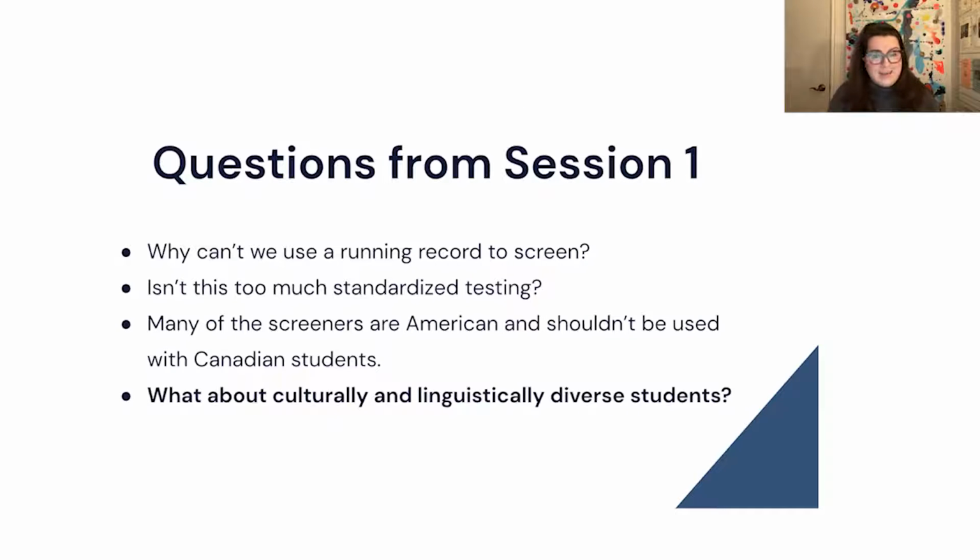And then lastly, a really common and really important question is focusing on culturally and linguistically diverse students: is this appropriate for them? How do we make sure that we are meeting their needs? And how do we make sure that we're not over or under identifying students who might be language learners or culturally or linguistically diverse? This is a very important question.